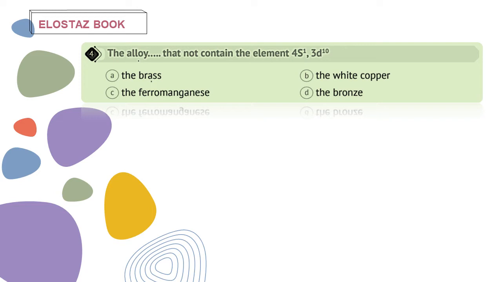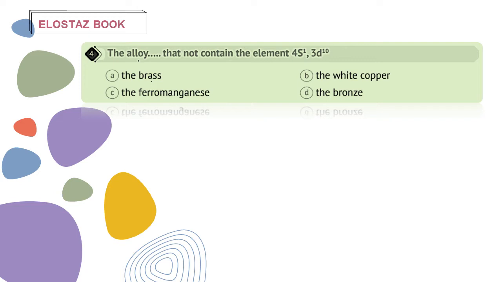If we discuss all the elements, all of these contain the electronic configuration 4s1 3d10. Okay, the one that does not belong to it.